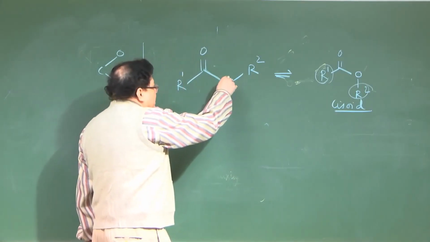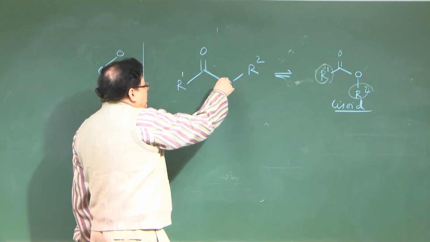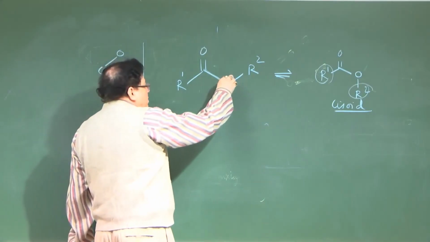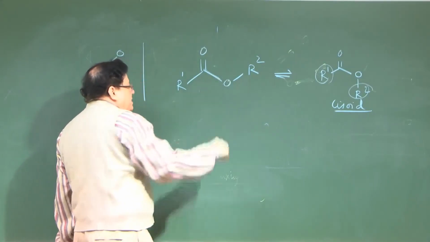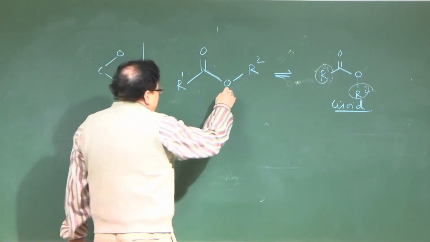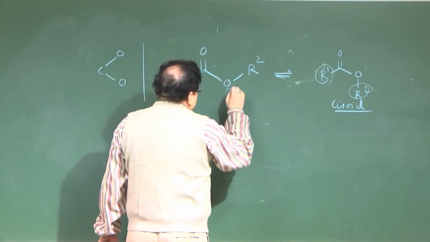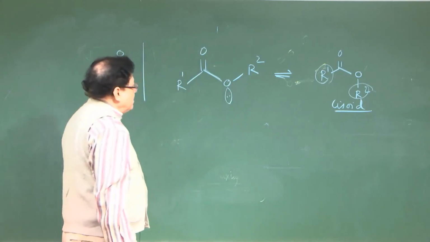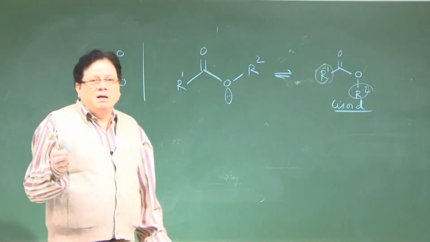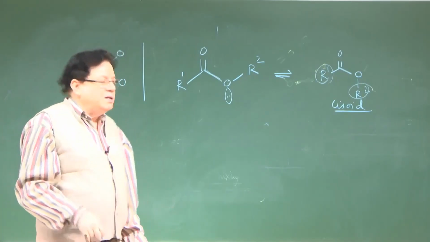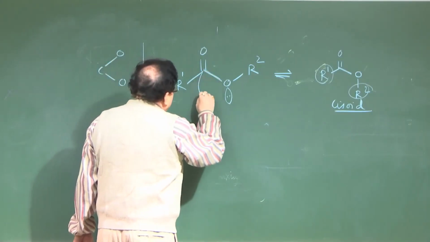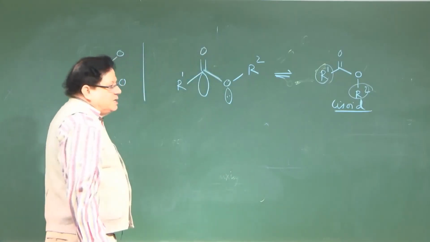Now, in the alkoxy oxygen, one lone pair has almost p-type character because of its conjugation with the carbonyl. What is the other lone pair? The other lone pair is mostly in the plane of this board. It looks like this. This is the lone pair which is not participating in formation of the pi bond of the carbonyl system. However, it is perfectly situated with respect to the antibonding orbital of the carbon-oxygen sigma bond.